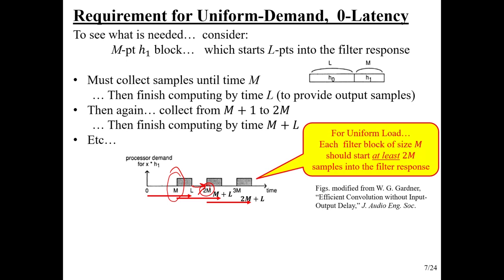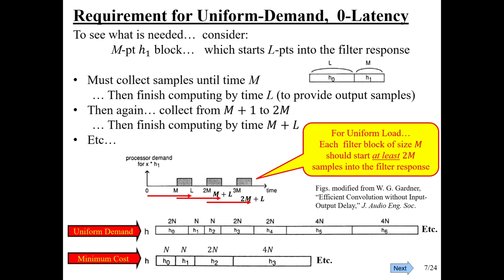So for a uniform load, we've just argued that each filter block of size M should start at least 2M samples into the filter response. Now, we really only argued this for the first one, but a similar argument could be made for all of the other ones. So that means for this example, L must be at least 2M. Could be longer, but at least 2M. So that would mean L would be coincident with that. That would be the ideal case.